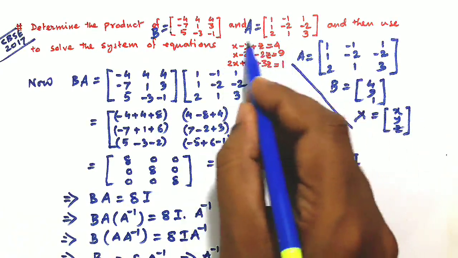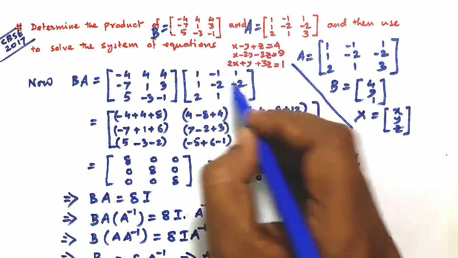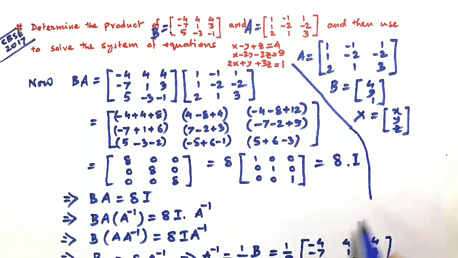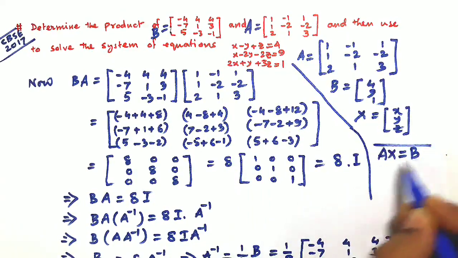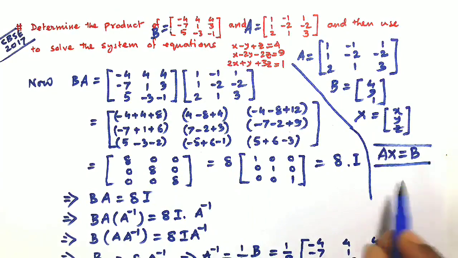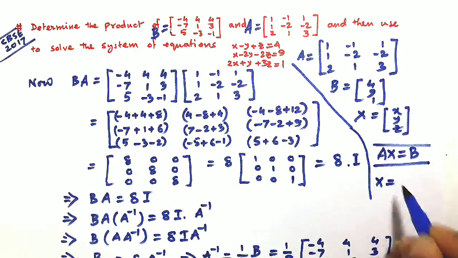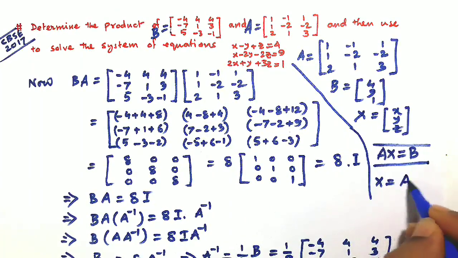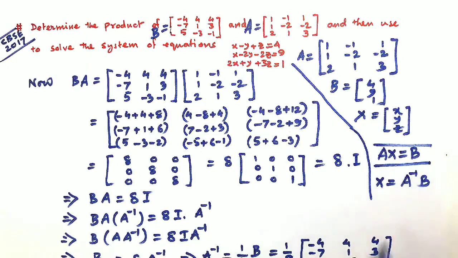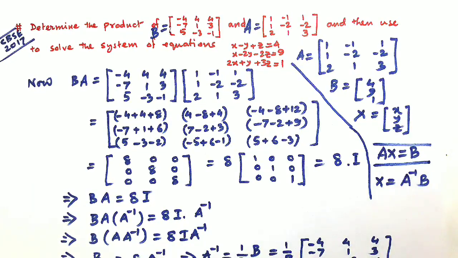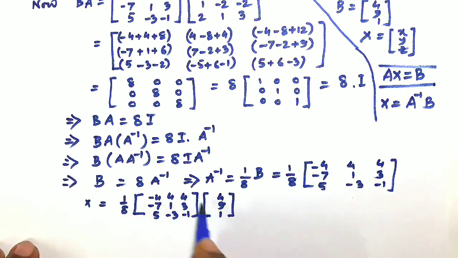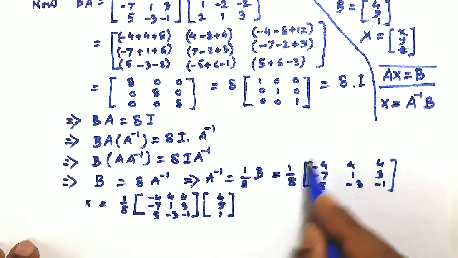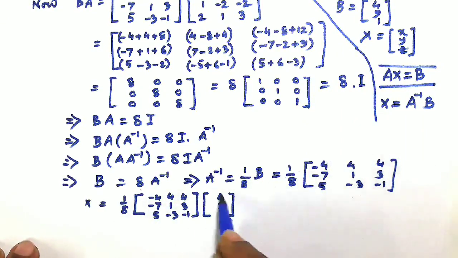So in this formation, the system of equations can be written as AX is equal to B, isn't it? Where X is equal to A inverse into B. In the last stage, X is equal to A inverse, A inverse is this one, into B.